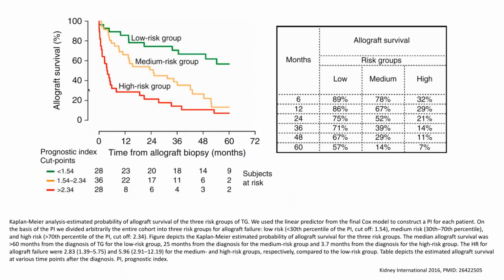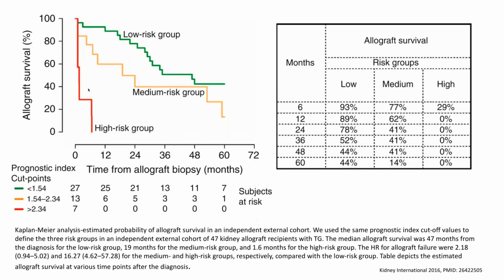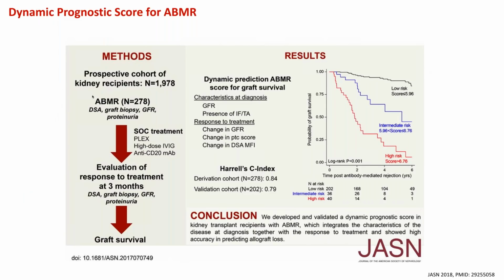Then what we did, in order to validate this, was obtain data from a French cohort. This was 47 kidney allograft recipients with transplant glomerulopathy. We applied our same score to these patients and more or less came up with similar survival curves. This statistical model was validated in this independent cohort of 47 transplant glomerulopathy patients.